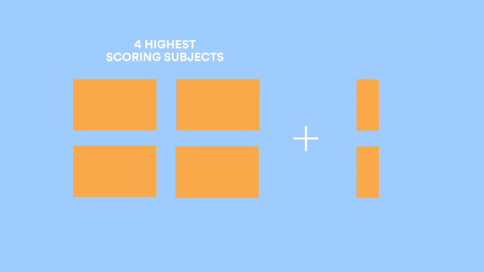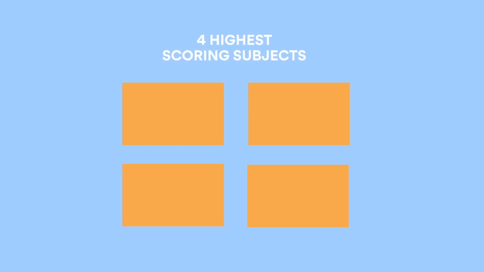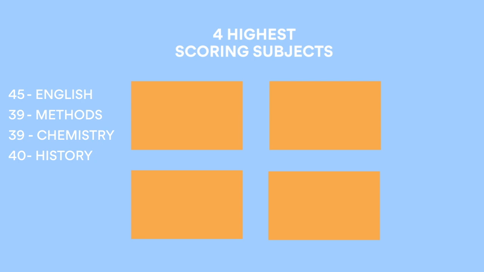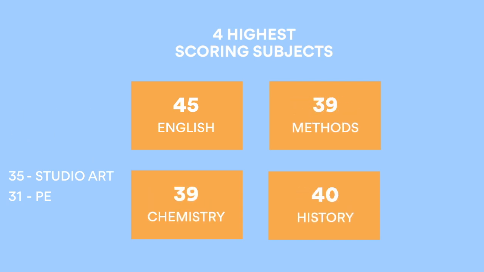The ATAR score is comprised of the scores of your 4 highest scoring subjects and 10% of the score from your 2 weakest subjects. Let's go into this in detail. The 4 highest scoring subjects are also known as the top 4. 100% of the marks from your top 4 subjects contribute to your ATAR. For example, if you achieve as your final study scores, which we'll talk about in a second, 45 for English, 39 methods, 39 chemistry, 40 history revolutions, 35 studio art, 31 PE, then English, methods, chemistry, and history fall into your top 4 subjects. The full score, so 100% of that score, will add up to your ATAR.